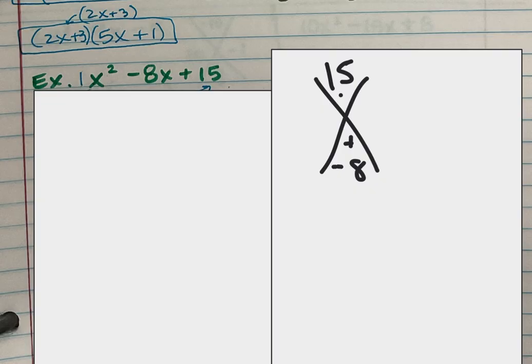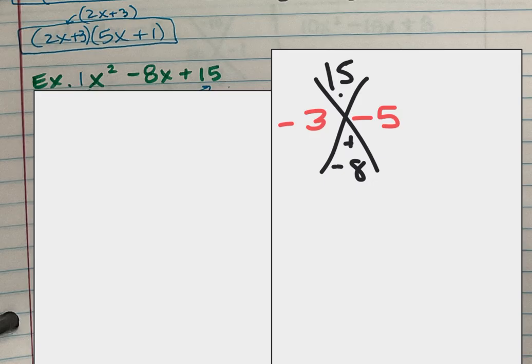Sometimes you may say, well, how do I add things to get negative but multiply to get positive? If you remember, the rules are if I have two negative numbers, they're going to multiply to give me a positive. But when they add, they'll be negative. All right, so I need two numbers that are going to do that for me. And in this case, those numbers will be -3 and -5.